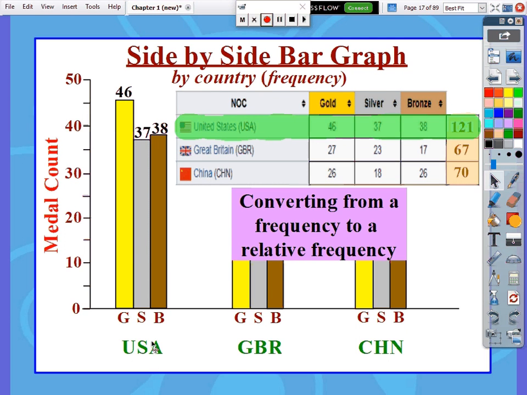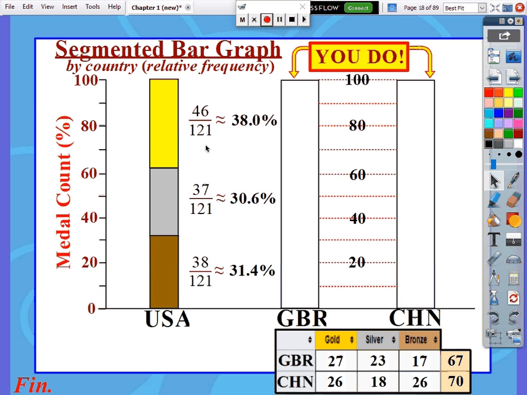But now if I went back by country, so now I want to look at this different marginal distribution, I'm going to be doing math more along these rows instead of by these columns. All right. So I notice with the United States, they have 46 gold, 37 silver, 38 bronze. And altogether they had 121 medals. So if I start converting all those to percentages, 46 out of 121 is about 38%. 37 out of 121 silver, that's about 30.6%. And 38 bronze medals out of 121 is about 31.4.